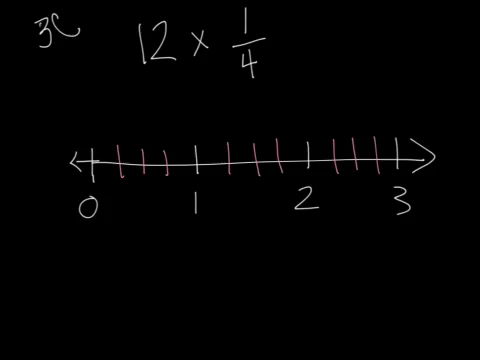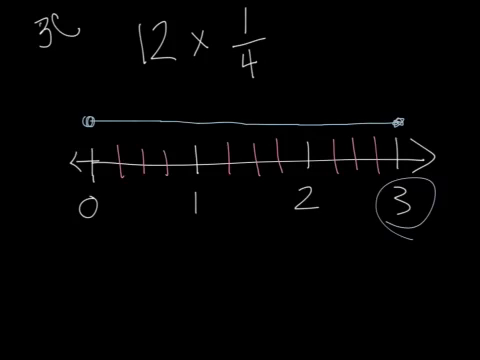All right, so now that we have our number line divided into fourths, we need to multiply by 12. So we start at 0 and we count 12. 1, 2, 3, 4, 5, 6, 7, 8, 9, 10, 11, 12. You will see that we end up at 3.